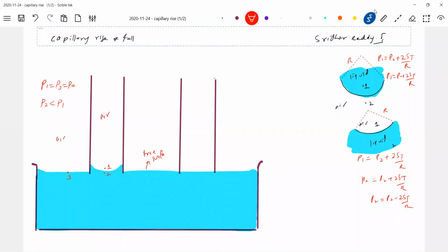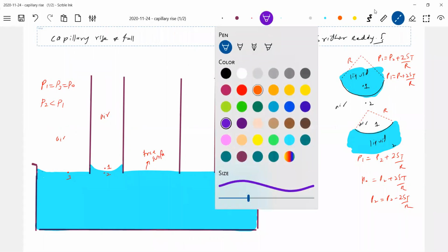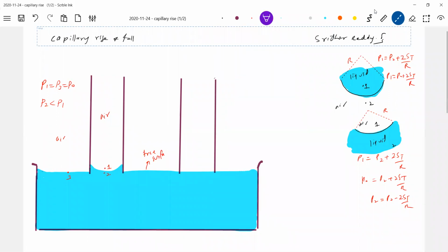You try to see it according to fluid statics. What about 2 and 3? They're on a horizontal line. 2 and 3 are on the same horizontal line. So according to fluid statics, if you draw a horizontal line inside a liquid, the pressures at 2 and 3 should be equal.